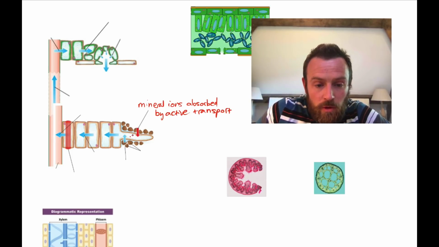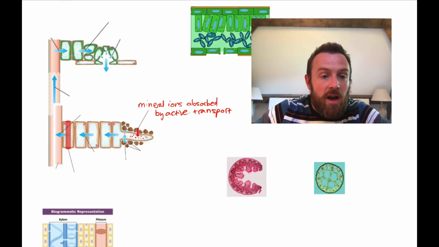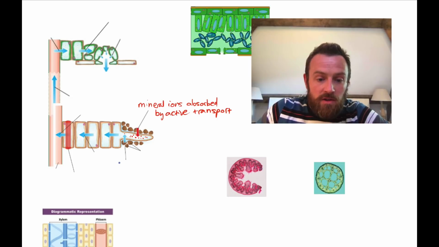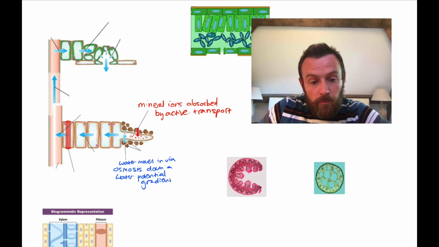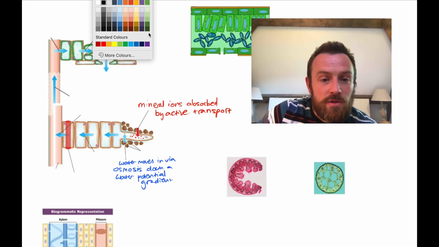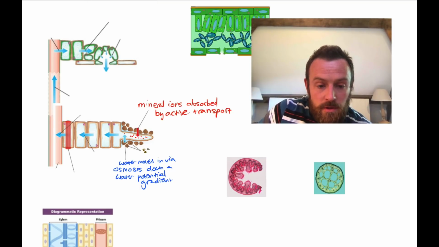So therefore we can sort of draw a few dots in here representing high concentration of mineral ions in here. Because of that, water then moves in via osmosis. So remember this is down a water potential gradient. Out here, these things are sort of soil particles, so I'll do this brown. So this is soil particles. This is a root hair cell.